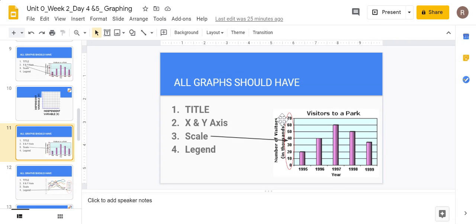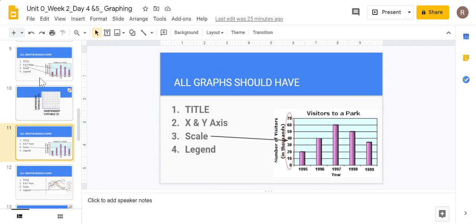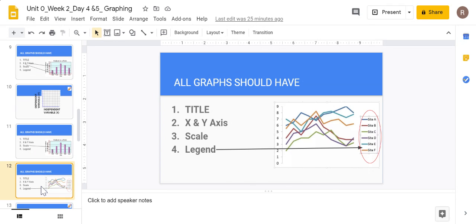So we already talked about the scale. That's really important. Again, the scale at the bottom as well is also just as important. And then, finally, we talked about the legend. Again, the legend is explaining the different colors that are used or different titlings.